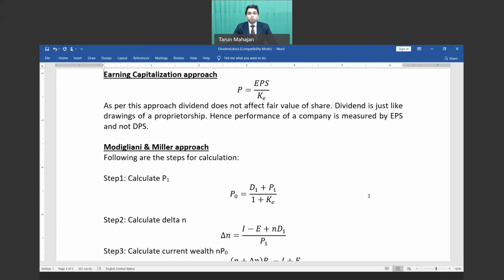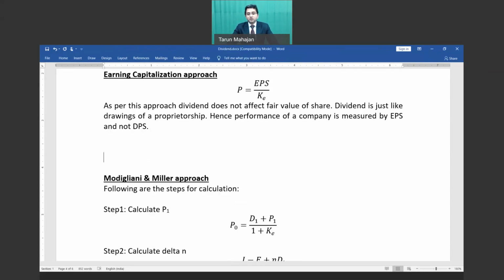Now I am coming to the second school of thought, which says dividend is irrelevant. It does not affect your market price. So the first approach is the earning capitalization approach. An earning capitalization approach says that P is equal to EPS divided by K. Look at this formula. There is no dividend in this formula. So even if I change the amount of dividend, it will not affect the current price. In fact, this formula is logical also. I'll give you a logic and you will be convinced that yes, dividend is not important.